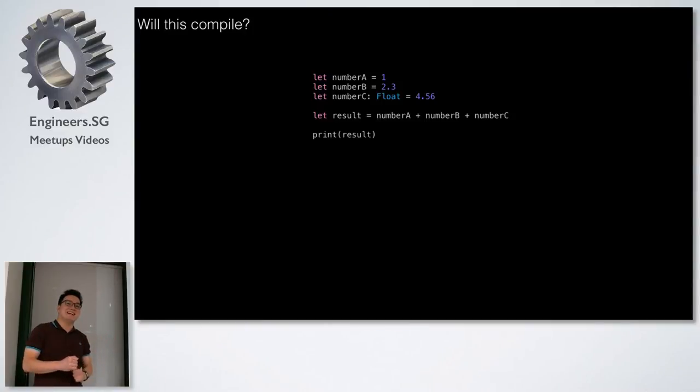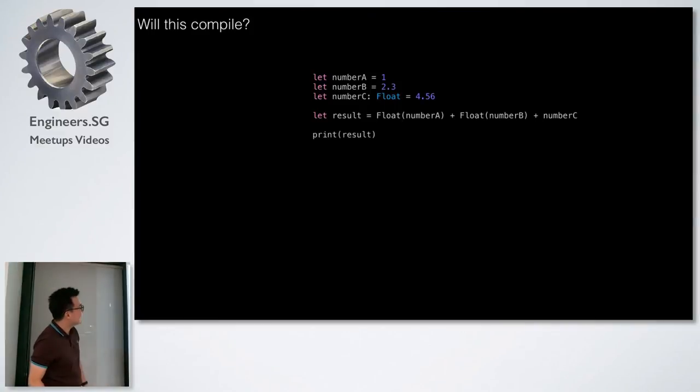No, so? And why? Because you are adding float plus integer. Great, exactly. So basically, you need to typecast everything to the same type. Okay, I guess you get the first set.